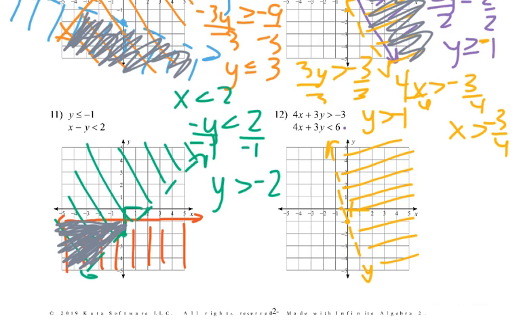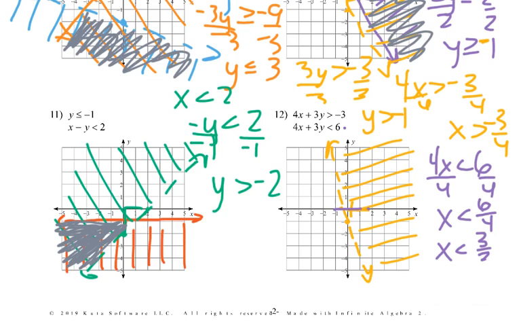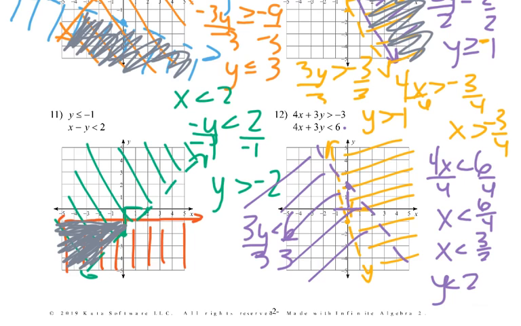Then the last one, 4x is less than 6. Divide by 4. x would be less than 6 over 4, which becomes 3/2, which is 1.5. So 1.5, x is less than. Okay? Then we'd go 3y is less than 6. Divide by 3. And we get y is less than 2. So positive 2. Shade it that way. Again, a dotted line. We should be able to see exactly where they overlap.